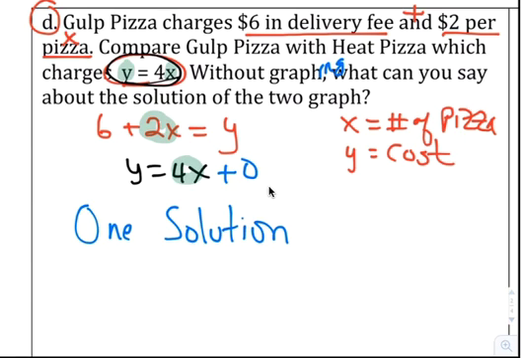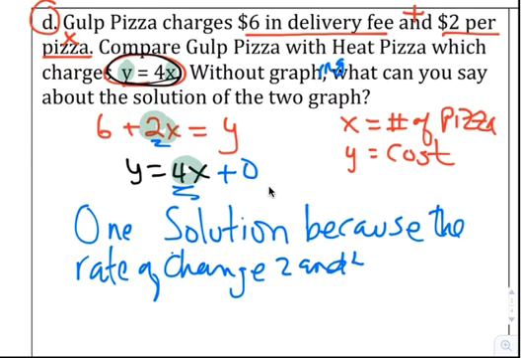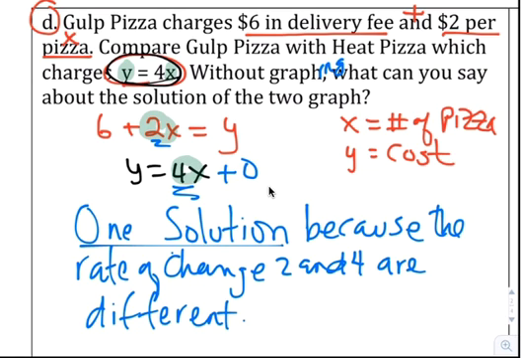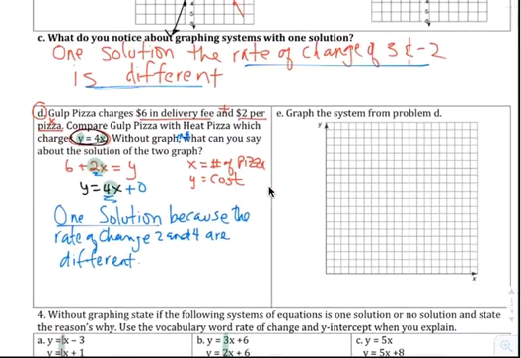One solution because the rate of change, 2 and 4, are different. That means the graph will meet and have one answer. Okay. Let's graph that to see where the graph meets.